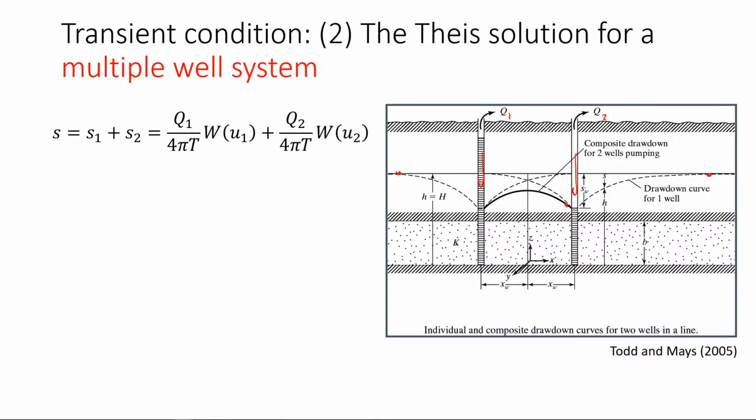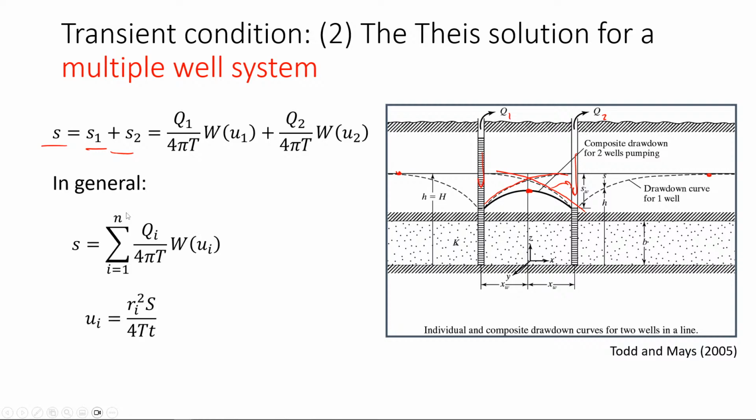This is the drawdown here caused by this well, and this drawdown here caused by the other well. The combination of these two will give you this point. Similarly here, that's a combination of the drawdown by this well plus the drawdown by the other well, and that will give you the drawdown here. So total, my drawdown is S1 plus S2. That's really it.